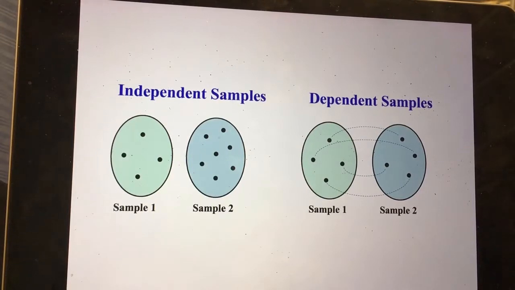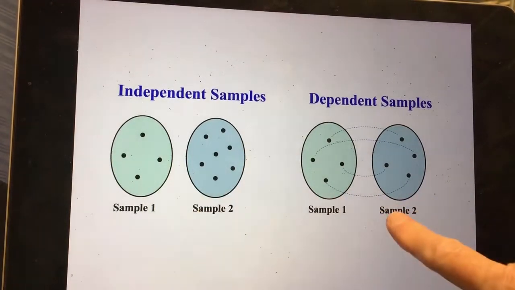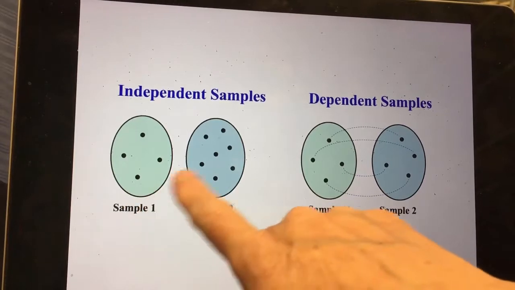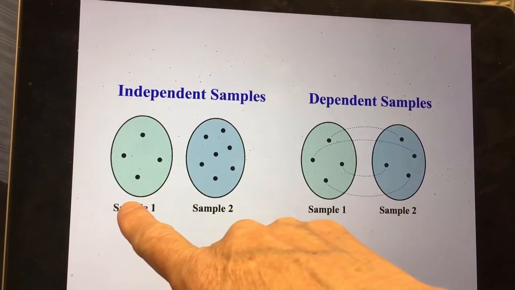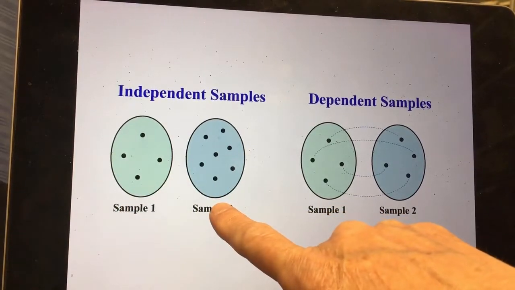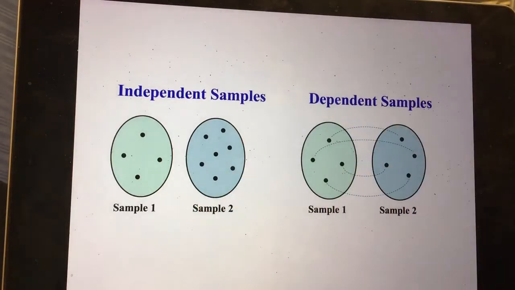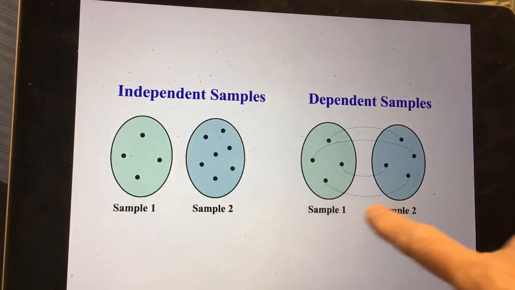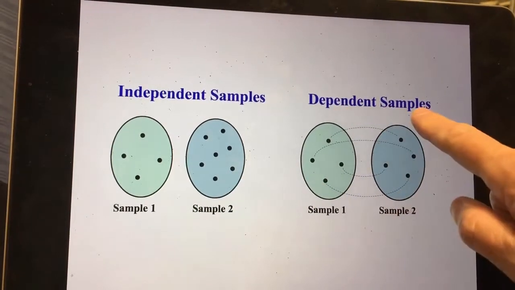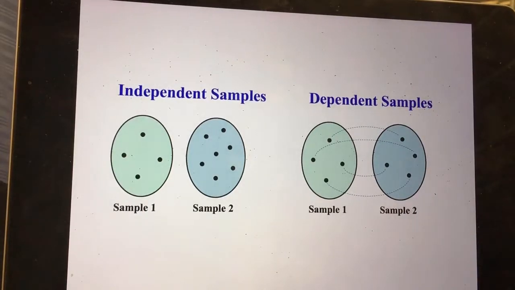So here is a picture of independent and dependent. Independent samples have no relationship. There's only 4 in that sample, and there's 7 in that sample. They're not matched at all. This is a paired sample. Dependent samples are paired and somehow go together.